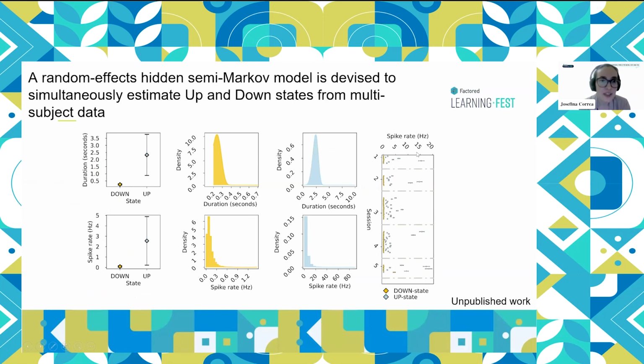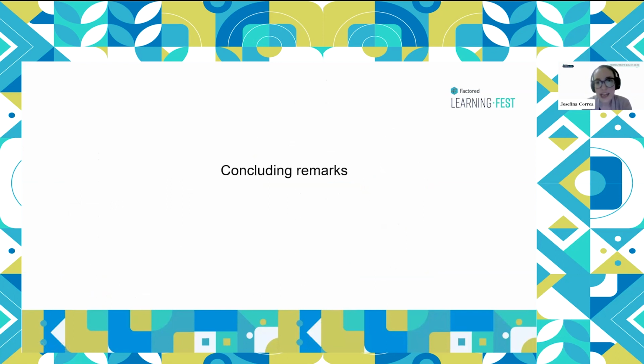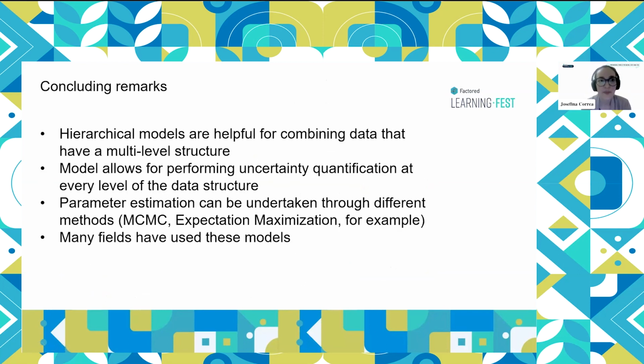Okay, so the takeaway message is that hierarchical models are helpful for combining data that have a multi-level structure. The model allows for performing uncertainty quantification at every level of the data structure. We can do parameter estimation through different approaches like Markov chain Monte Carlo, expectation maximization, or others. Here I've used expectation maximization because we have very long data sets, and so it's more computationally tractable.